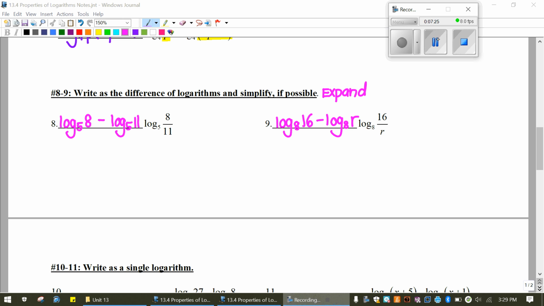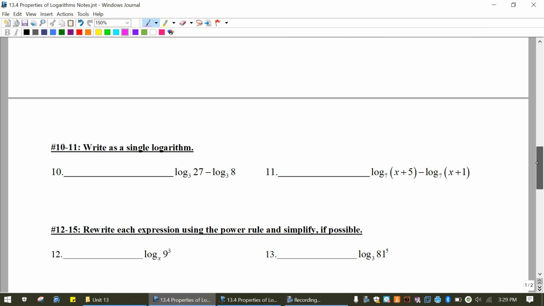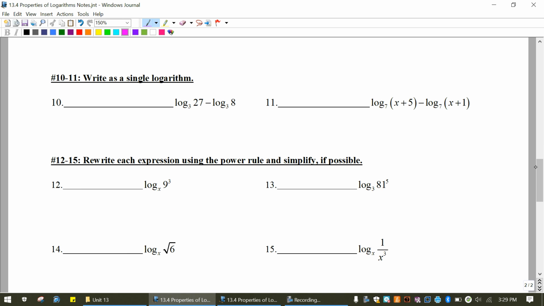Okay, let's move to the next page. Okay, writing as a single logarithm, this means condense. So we're going to have a log base 3, and then you're going to have 27 as the numerator. What follows the subtraction is the denominator. So log base 3 of 27 over 8. If that was something that you could reduce, you would reduce it.